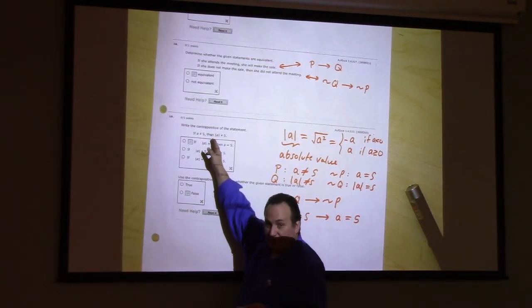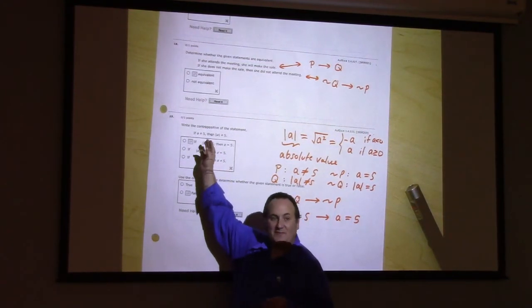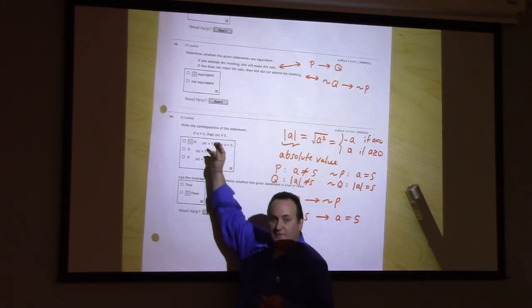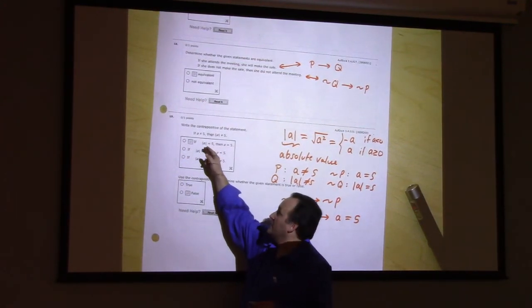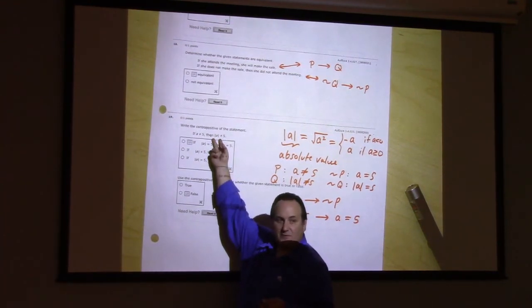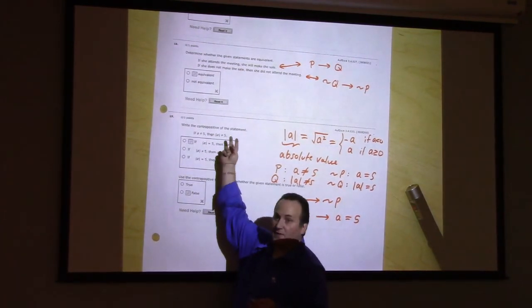The absolute value of minus 5 is not minus 5. The absolute value of minus 5 is 5. Absolute value is always positive or 0. So if the absolute value of A is 5, is absolute value of A not equal to 5 true? No, it is false. So you have true implies false.